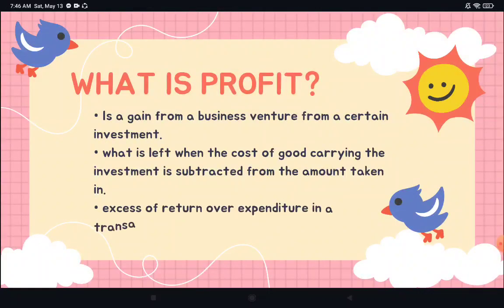What is profit? It is a gain from a business venture from a certain investment. What is left when the cost of goods carrying the investment is subtracted from the amount taken in. Excess of return over expenditure in a transaction.